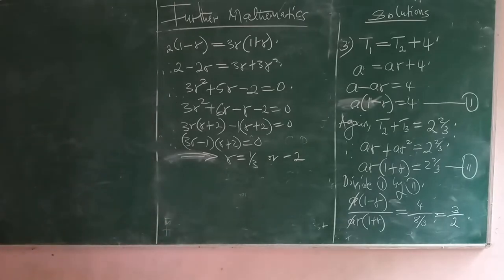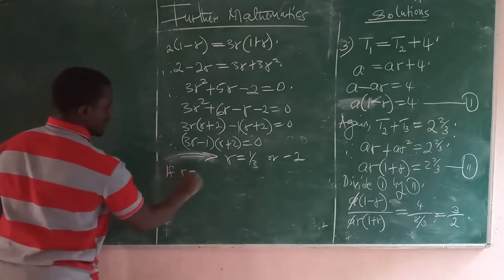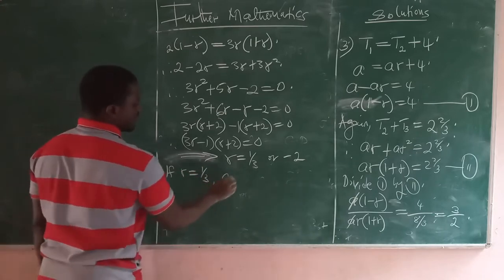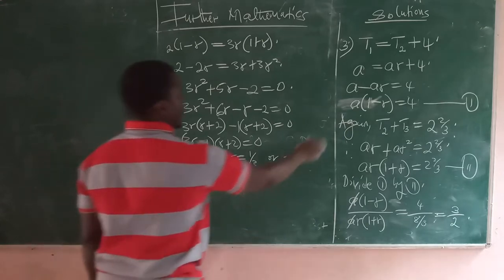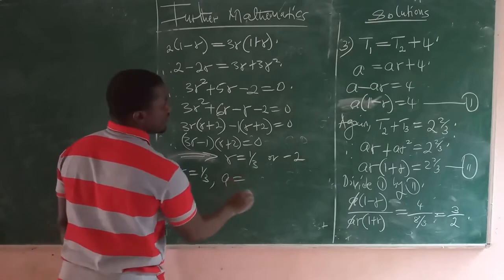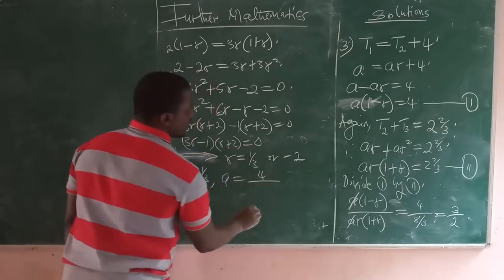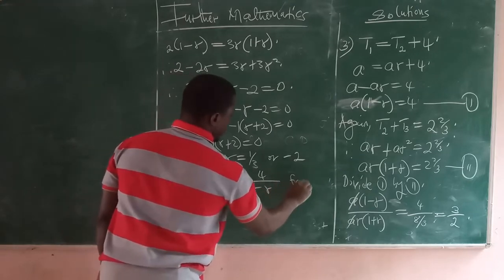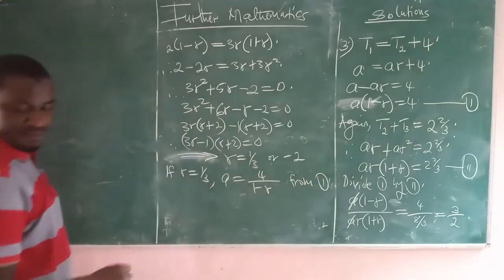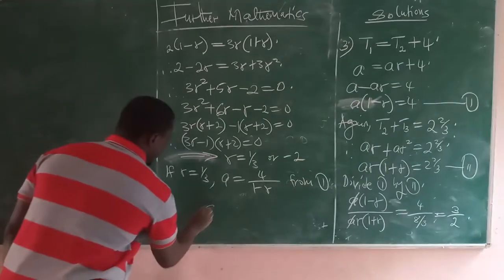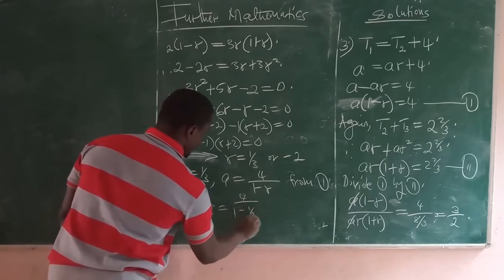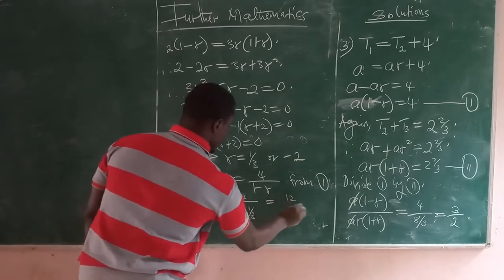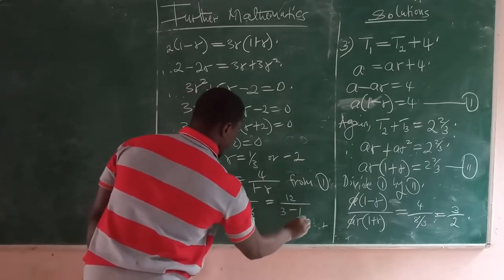Yeah, find the first 3 terms. But if R is equal to 1 over 3, A is going to be what? You can find A somewhere around there. A is going to be equal to, I'm using 1, 4 over 1 minus R. This is from 1, okay? So I can now put it. Therefore, A is equal to 4 over 1 minus 1 over 3, which is equal to 12 over 3 minus 1, which is equal to 6.